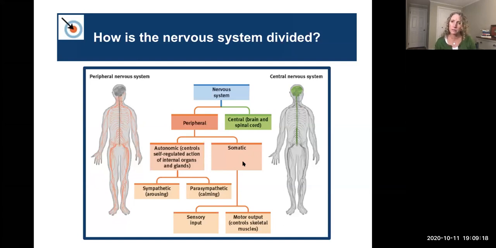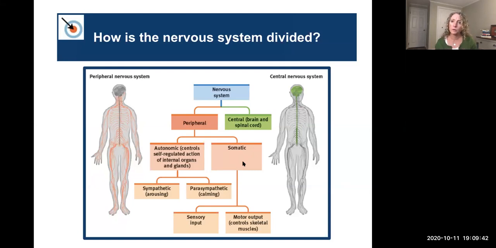And when I mean voluntary, like, I'm going to do the robot. All right. I voluntarily chose to move my muscles and my hands in this particular way. And luckily, I don't do that as a regular dance on the dance floor. But that is your somatic nervous system.